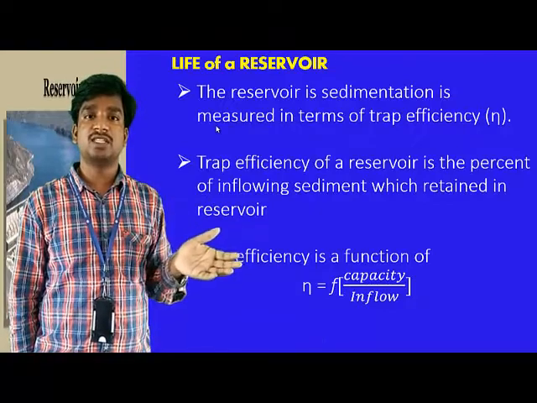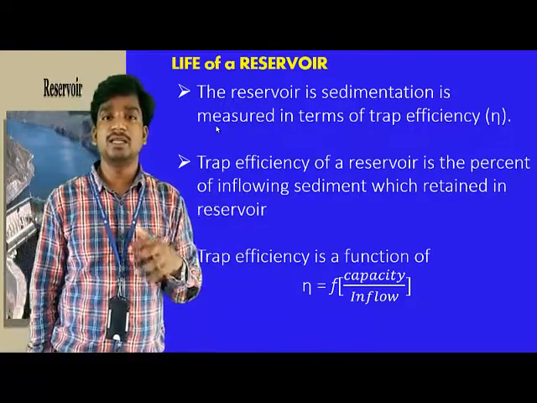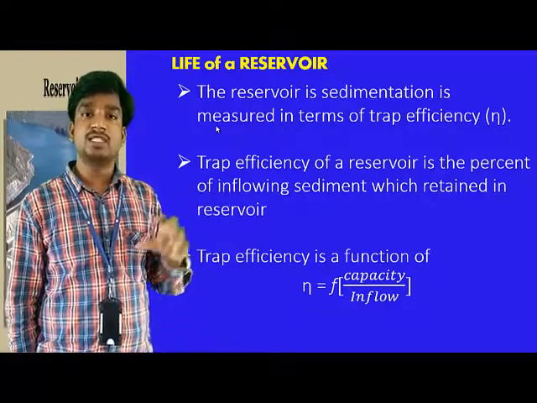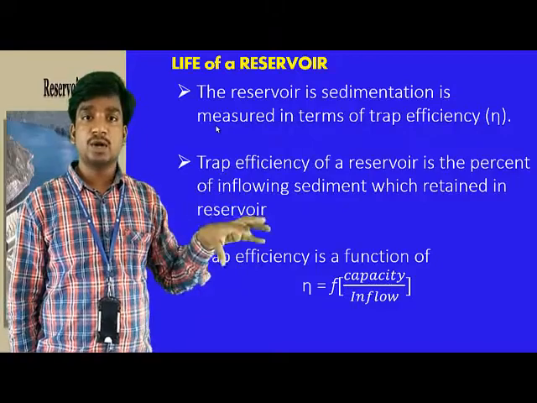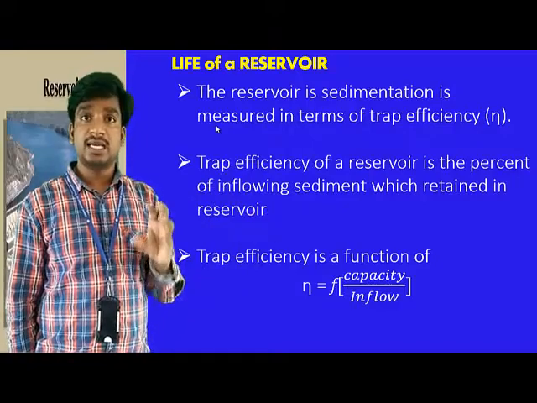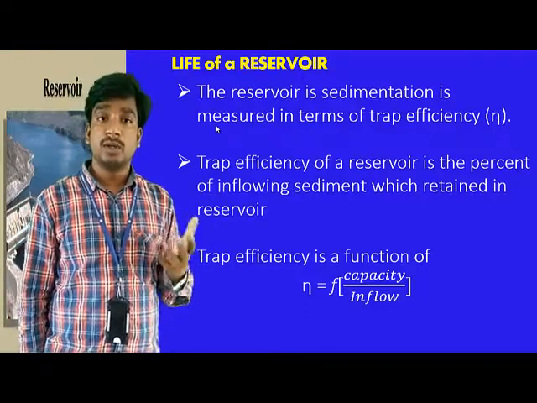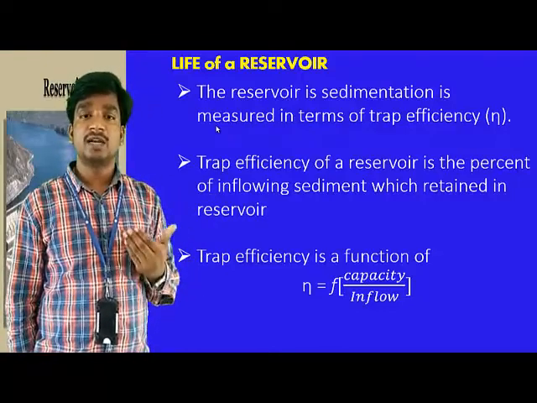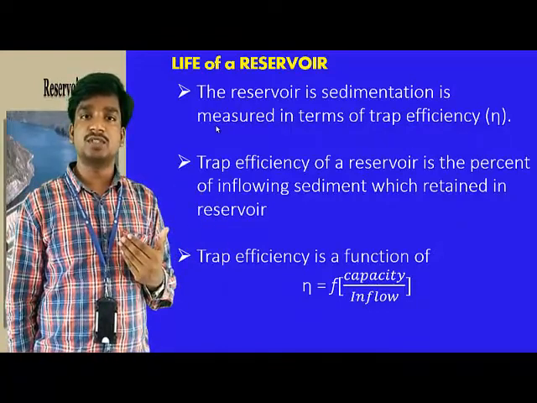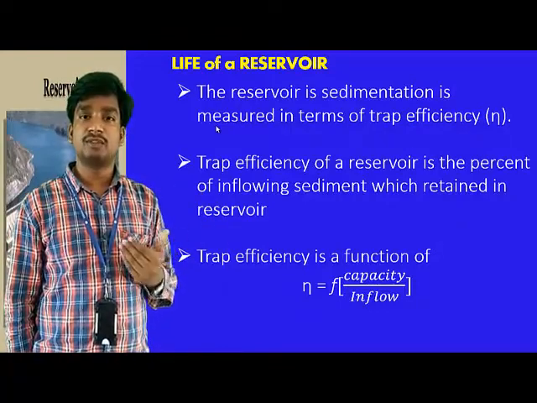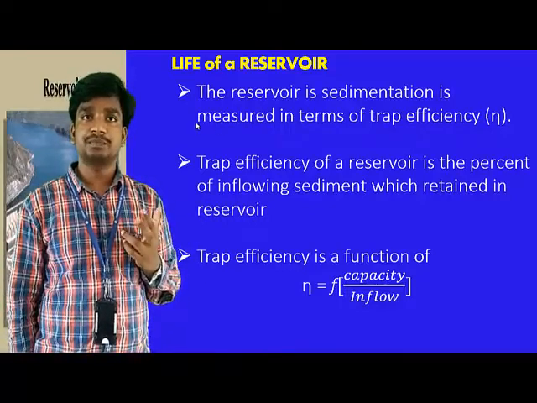What is the capacity of the reservoir and what is the inflow of sediment deposition? Meaning so much sediment is coming to the reservoir, but whatever amount is stored, which is deposited in the reservoir, that is related to the capacity of the reservoir. So this trap efficiency completely depends on two factors: one is the inflow of sedimentation for a given flow rate, and the other is the capacity of the reservoir, right?